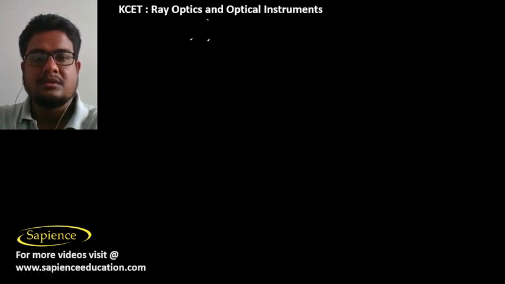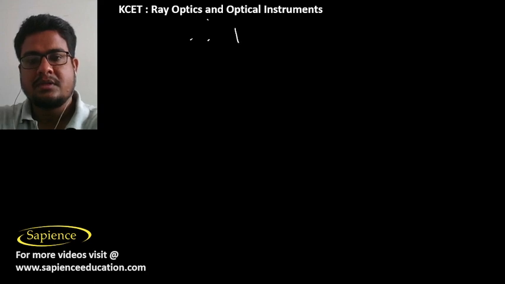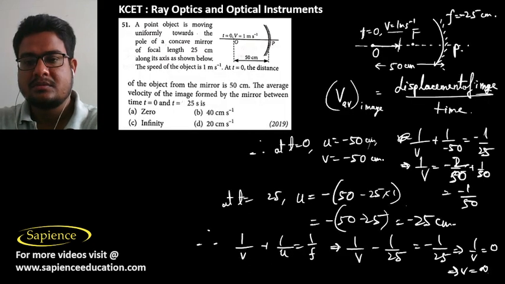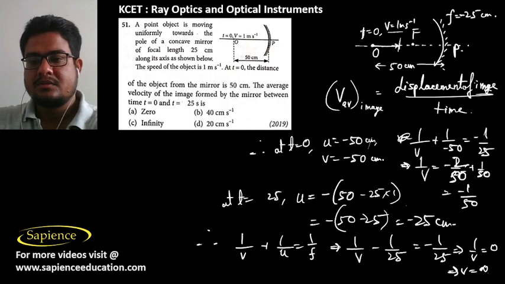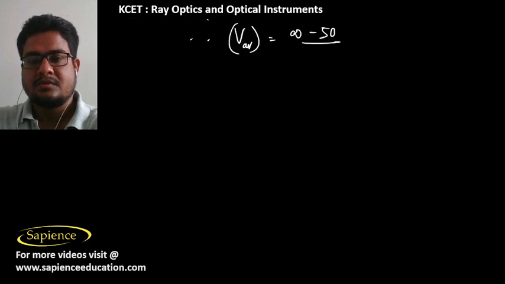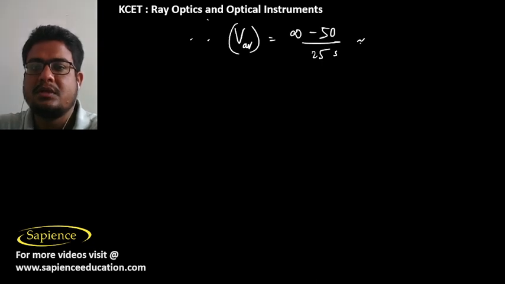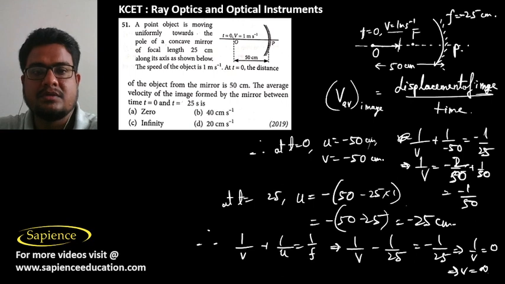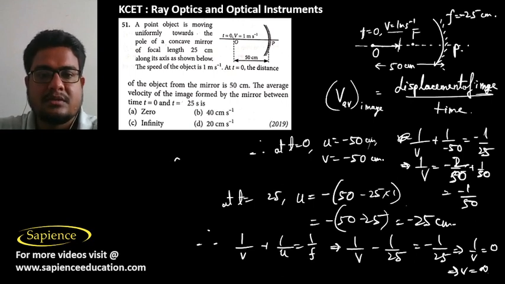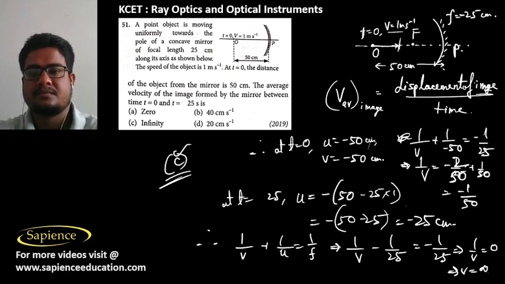Therefore, the average velocity of the image will be equal to the displacement of the image, which is infinity minus 50 centimeter, divided by 25 seconds, which will be equal to infinity. Therefore, the average velocity of the image is infinity, and C is the correct answer.